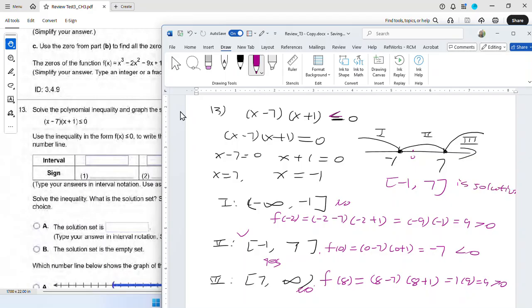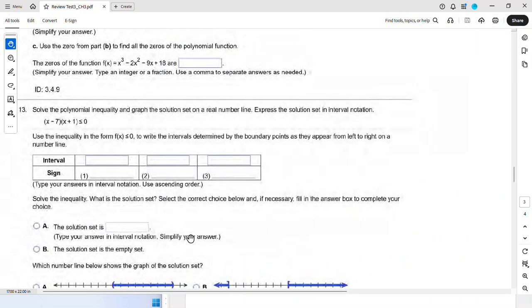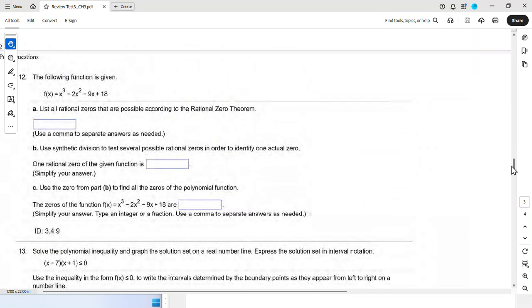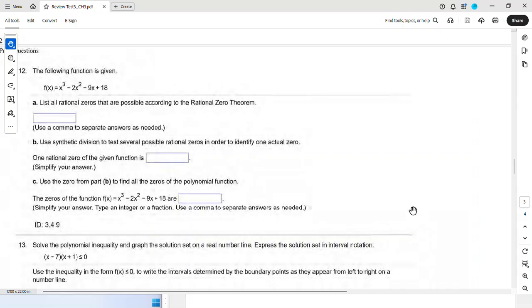All right, so the solution set is from negative 1 to 7, and then you just choose the correct graph, right? You can see A, B, C, D, E, F, G. Which one is the correct graph? Negative 1 to 7, okay? That's only one interval, and you also have to use the bracket because it does have an equal sign. Okay, it does have an equal sign here.